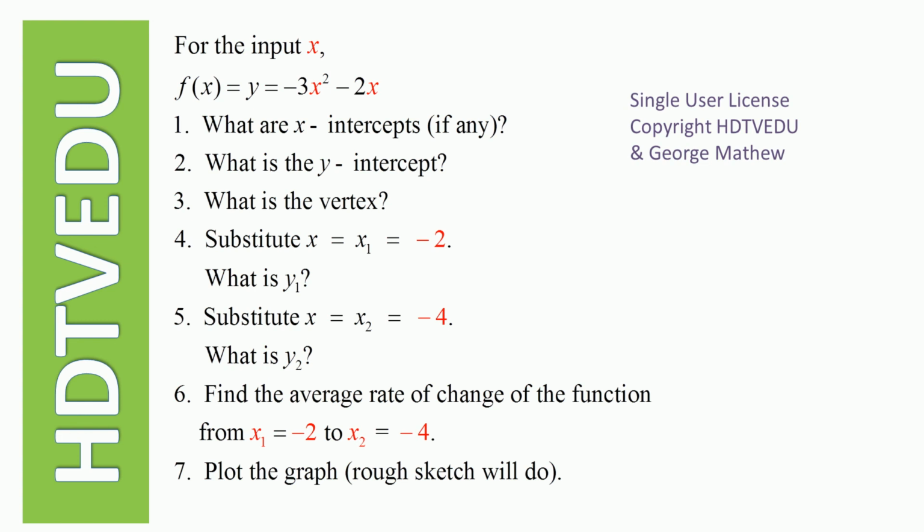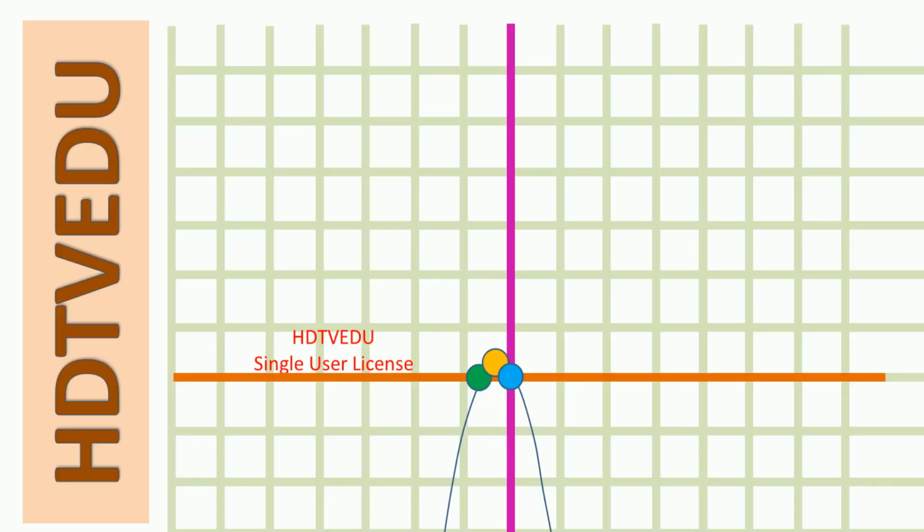Plot the graph. So we have 1 through 6. What is left? Plot the graph. And roughly that's how the graph looks like.